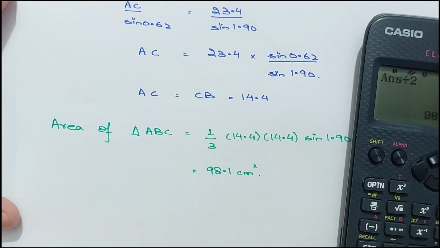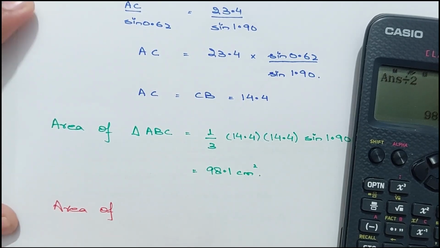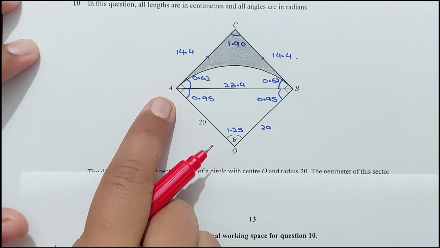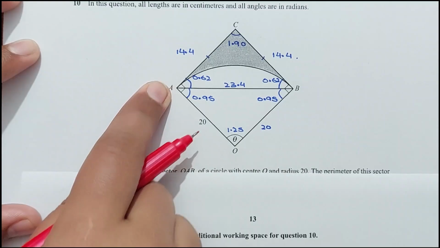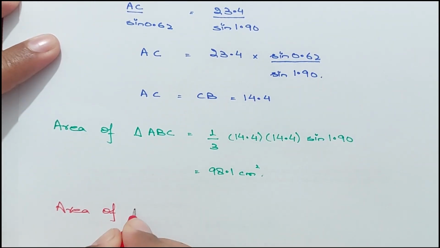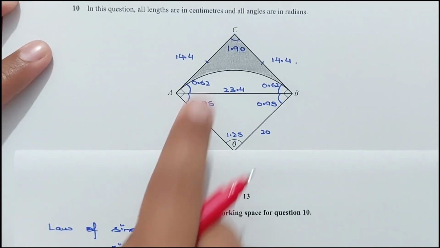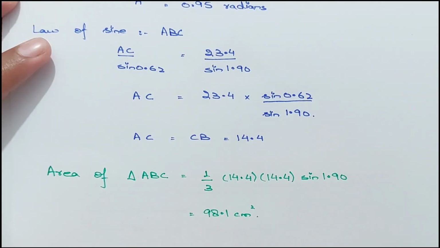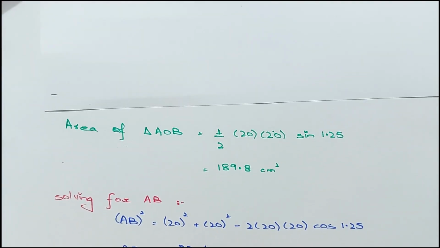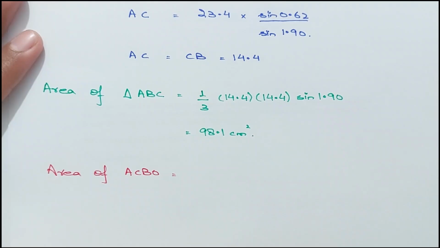So let me solve for the area of the whole shape. We're working on the full shape, which looks like a kite, A, C, B, O. It is the sum of two triangles. The first we got is 189.8 and the other is 98.1.